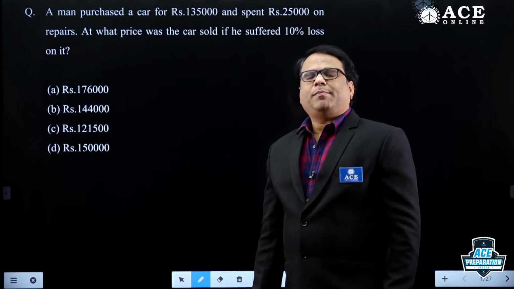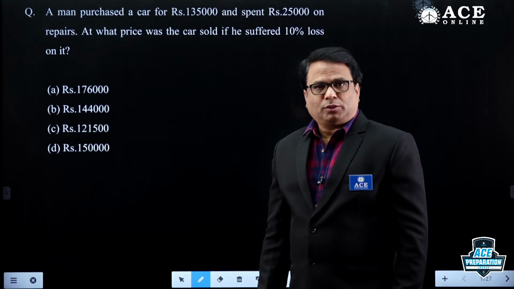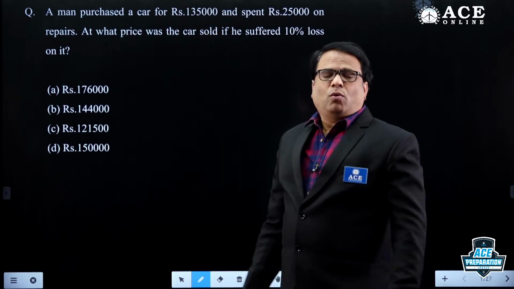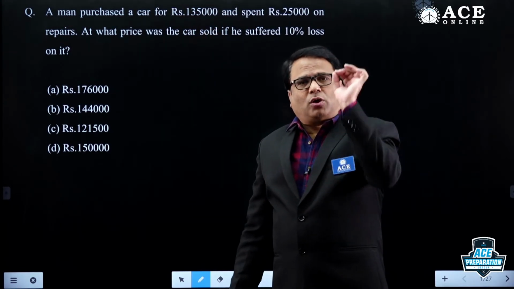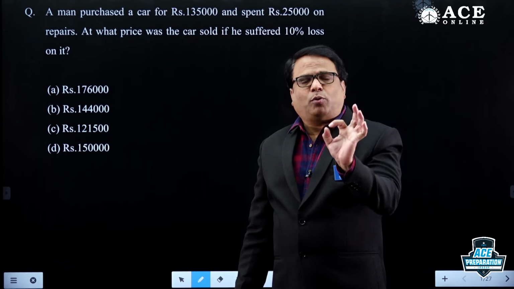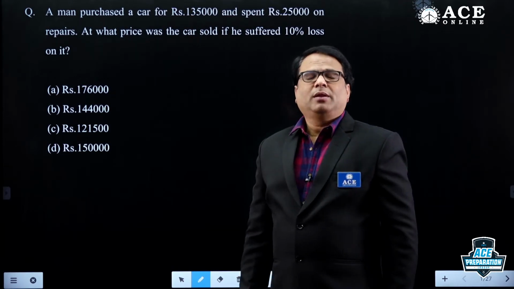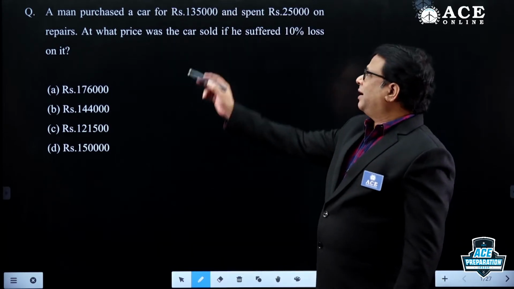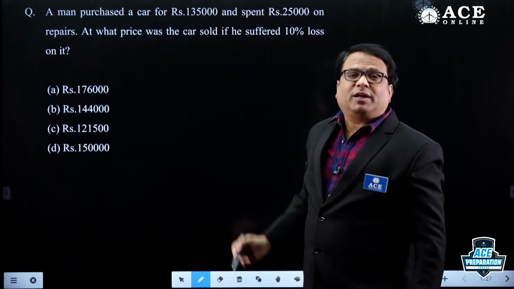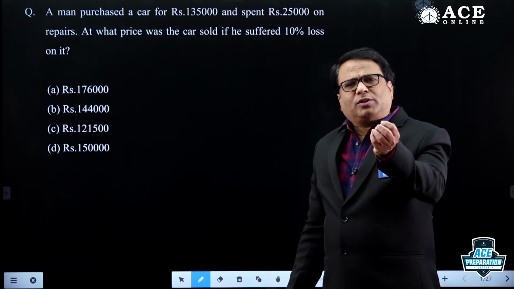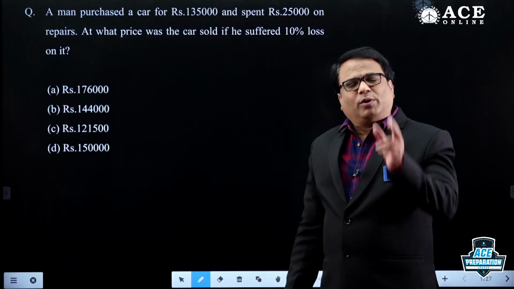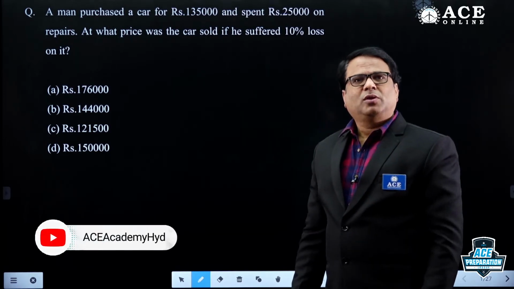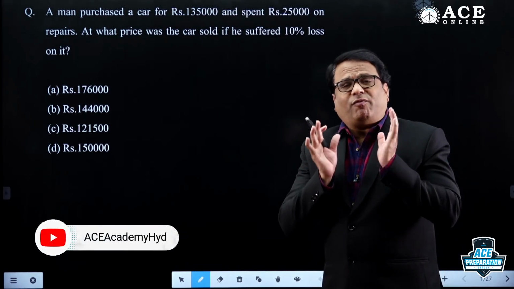Now, the important point in this problem is not to take the cost price as 1,35,000. 1,35,000 is not the cost price. That is the important point to catch in this problem. Then what is the cost price? No doubt he is buying the car for 1,35,000, but after that he is spending 25,000 on its repairs. So that 25,000 spent on repairs is also part of the investment. So we need to arrive at the final cost price.